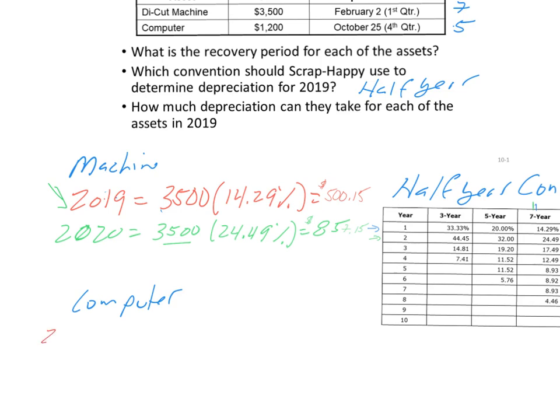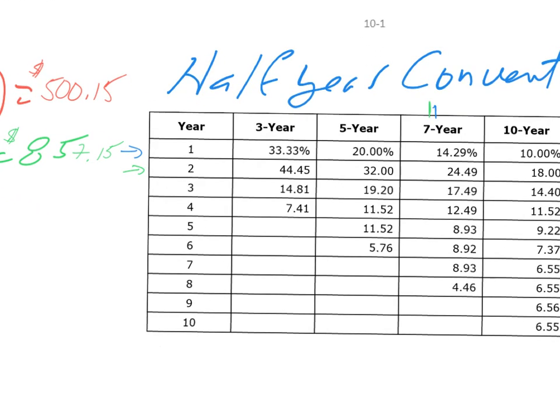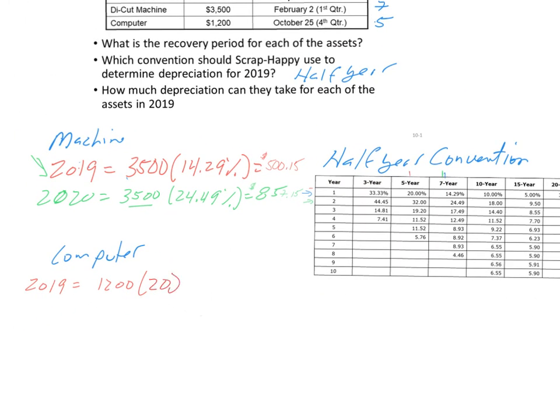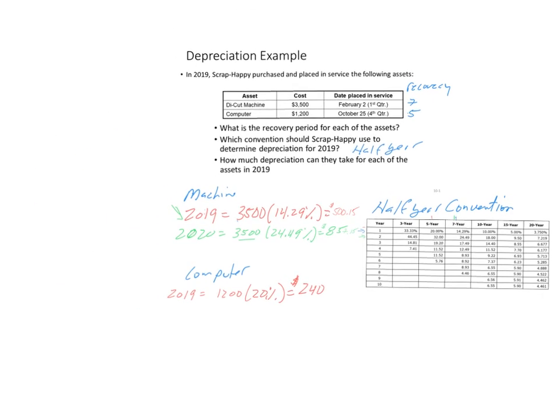Okay, so now let's do the computer. And so we'll do 2019 first. And our cost of the computer was $1,200. And so now we have to go over and find our percents. And remember, a computer is 5-year property. And year 1 is 20%. So that gives us $240 for year 1.